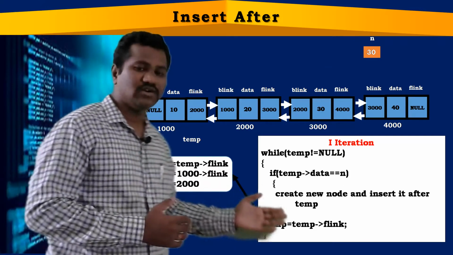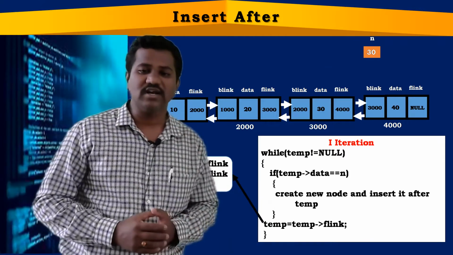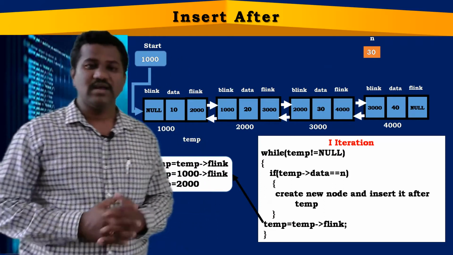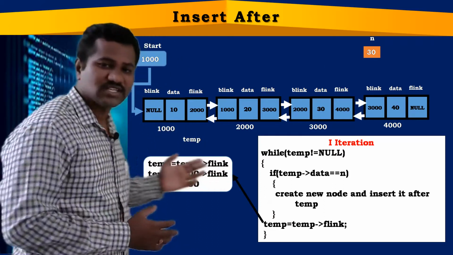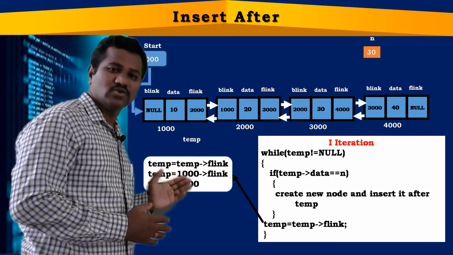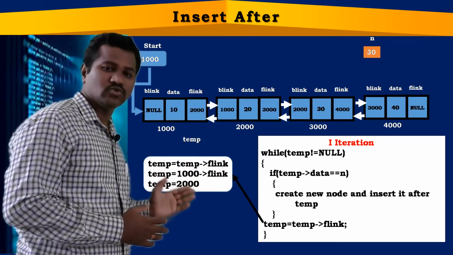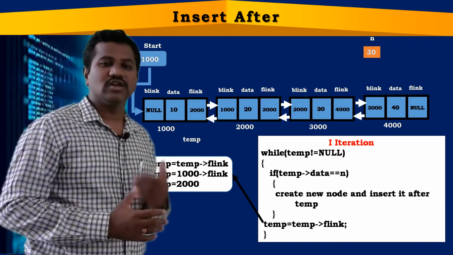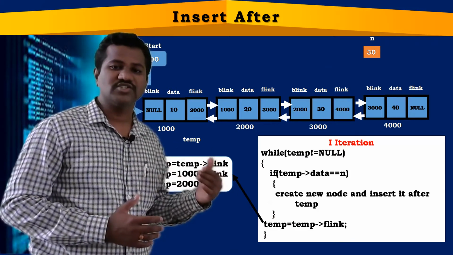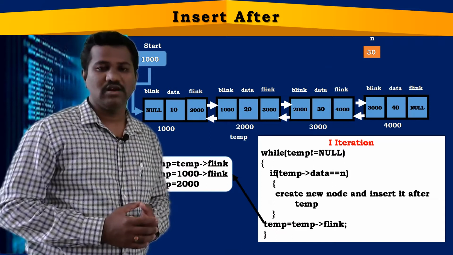The instruction that we have after the if part is temp is assigned with temp forward link. Temp is assigned with temp forward link means 1000 forward link will be having 2000, and 2000 has been stored in temp. So that your temp moves from 1000 memory location to 2000 memory location.